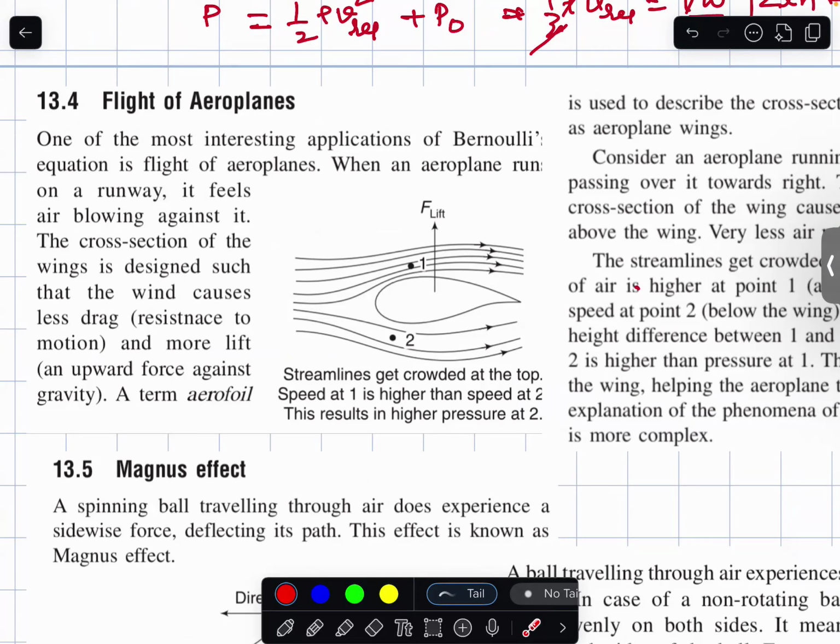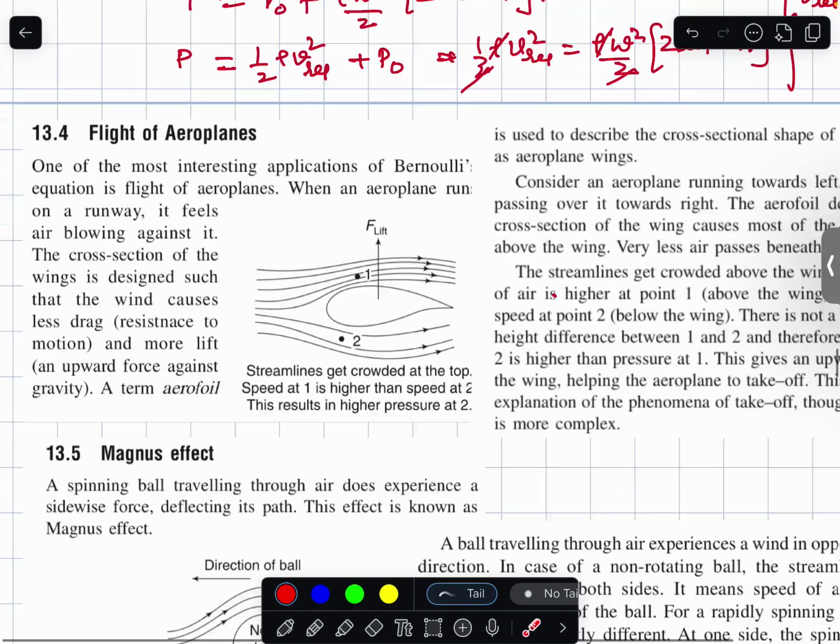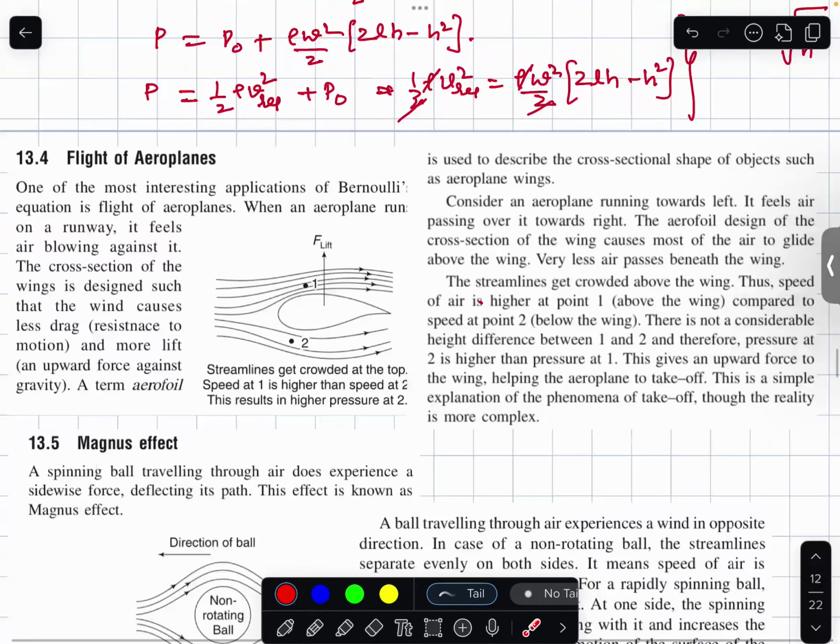Where it is crowded more, above, pressure is low there. Where it is spread below, pressure is high. So for an aerofoil, what is that you will call as aerofoil? A term called aerofoil is used to describe the cross-sectional shape of objects such as aeroplane wings. Aeroplane wings are called aerofoil. Now the aeroplane is moving leftwards.